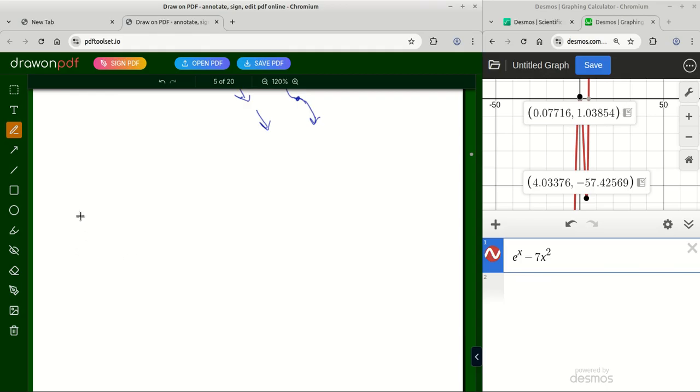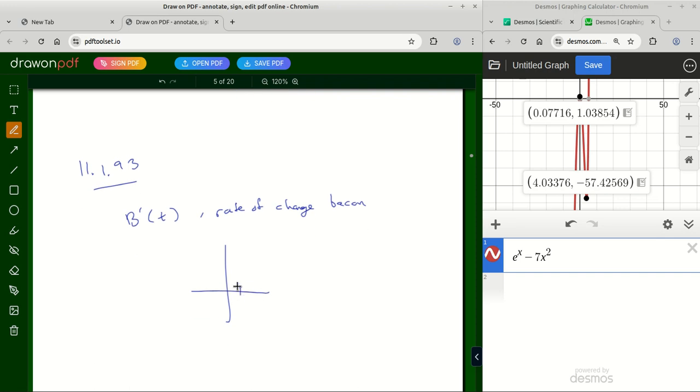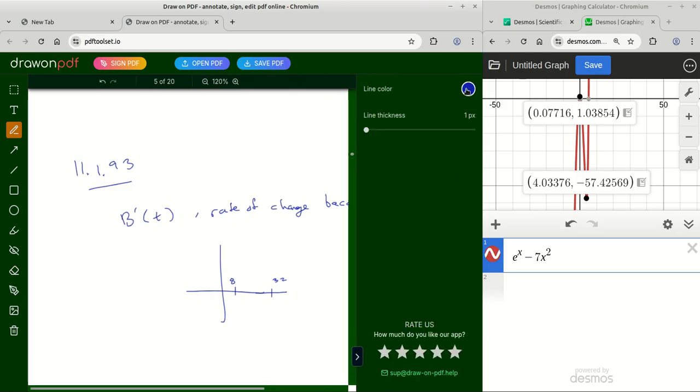I know. And this homework section will be done right now. So this is the last question. B prime of t is apparently the rate of change for bacon prices. And they give us this graph, and I'm going to try to do it right. So here at 8 and way over here at 32, we have a graph, and let me change my color again. Let's do some green.